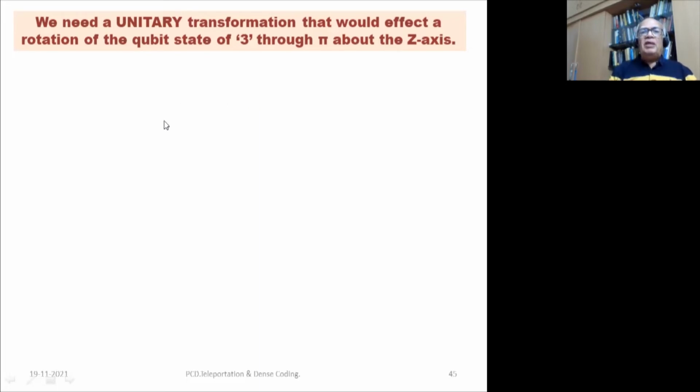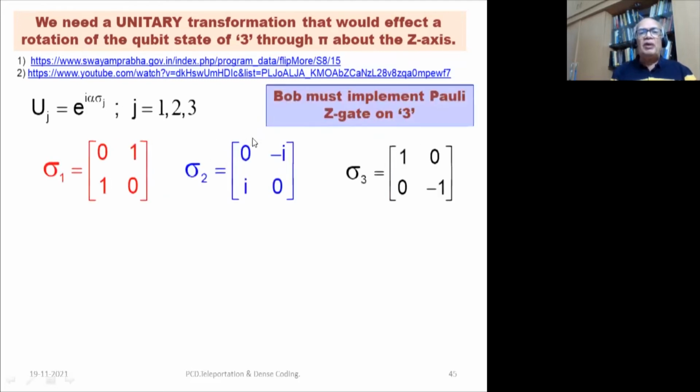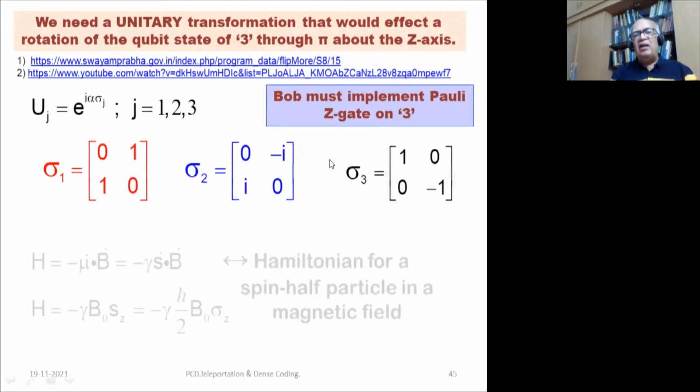So he needs to do some experiment on that. And we have discussed these methods, which are based on magnetic resonance spectroscopy, in some of the earlier lectures. They are available at these links, which you may visit again to see how these experiments are done and how magnetic resonance spectroscopy is used. With that information, you can see that Bob must implement the Pauli Z gate, and he can do this using magnetic fields.